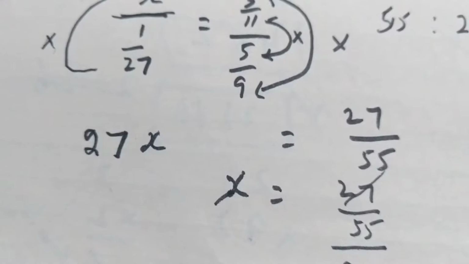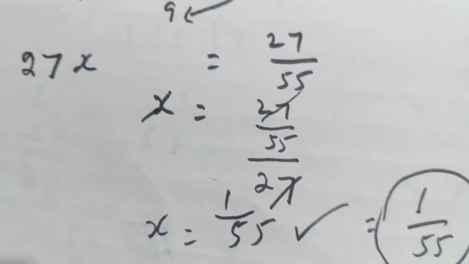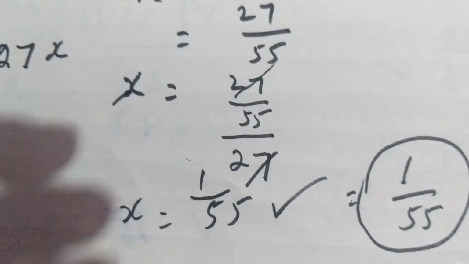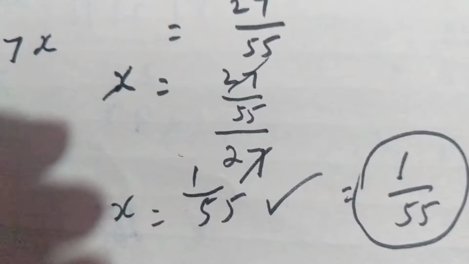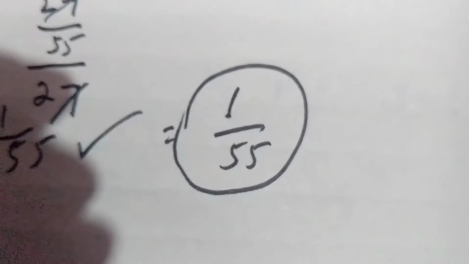Thus 27x is equal to 27 by 55, whereas x is equal to 27 by 55 by 27. 27 is crossed with 27. The value of x will be 1 by 55.